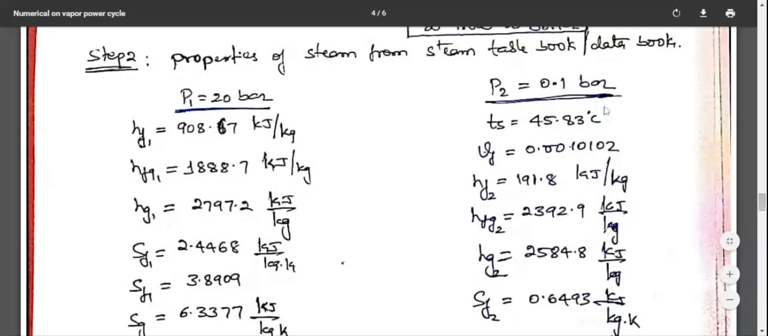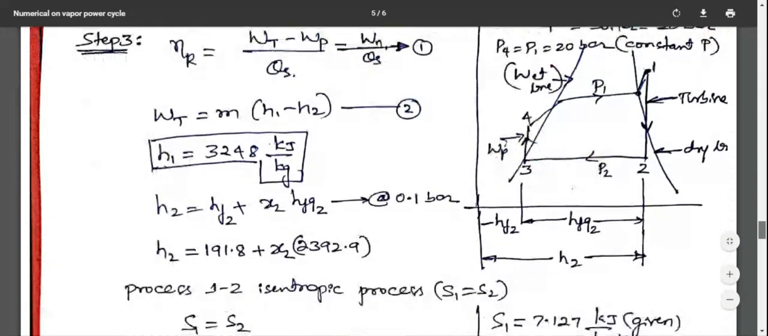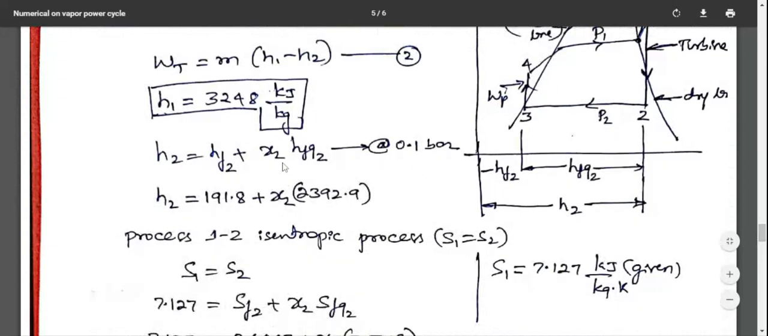HF2 is 0.1 bar. We are taking the second pressure. So at 0.1 bar, what is the value of HF2? 191.8. Similarly, HFG2 is 2392.9. So look at these values. These two values will be substituted in equation number 2 here.